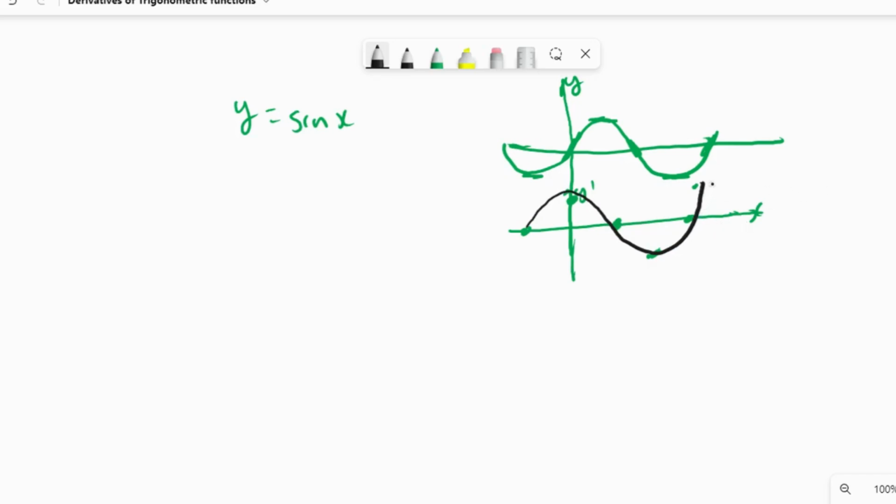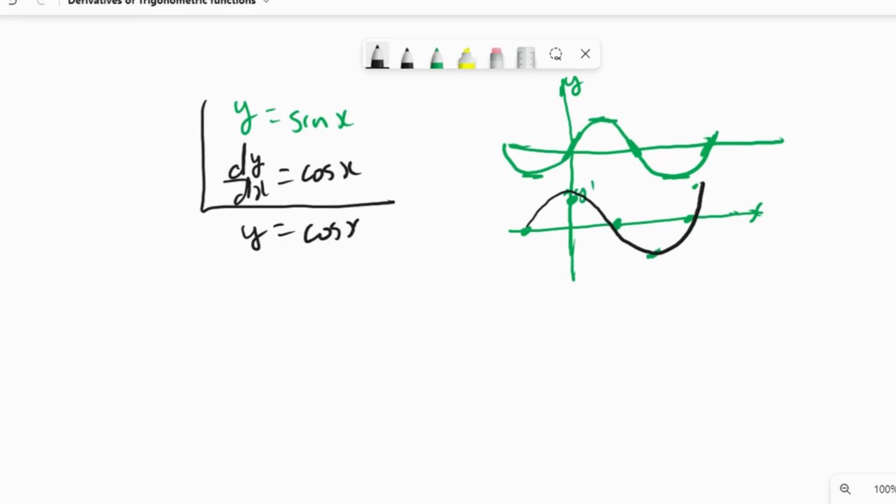Okay. If we see this graph here, this is a graph of cosine. It starts at the maximum, it becomes the graph of cosine. So the derivative of sine x is cosine x. And then if I have cosine x, in a similar way, dy dx will be negative sine x. Once we know the derivative of sine and cosine, we can find any derivative of all the trig functions.